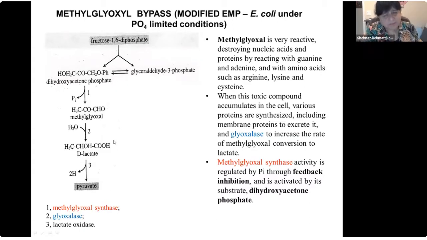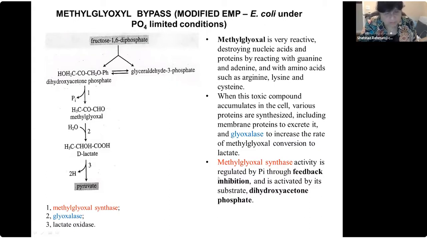Now, whenever we study pathways, because we are running these pathways in a living entity, a cell or a bacterium, we need to know where and how these pathways are regulated. So I'll mention the regulations as we go along to say what are the main enzymes that are regulated so that this pathway is operated under the best conditions and not overtaxing the cell. Okay, so this methylglyoxal synthase, which is the one that will produce the methylglyoxal, this enzyme number 1 as we call it, is regulated by inorganic phosphate through feedback inhibition.